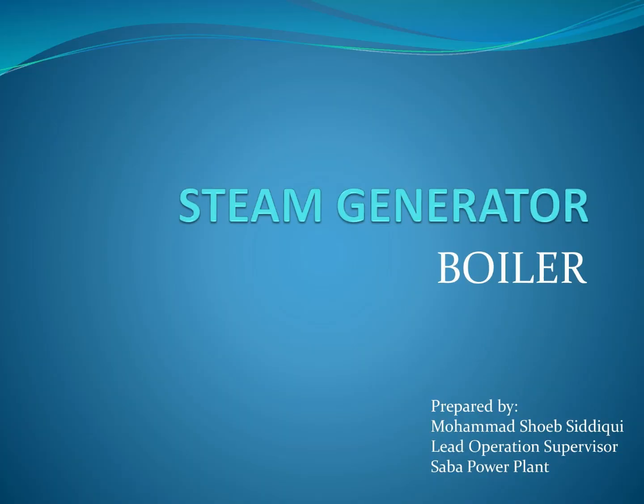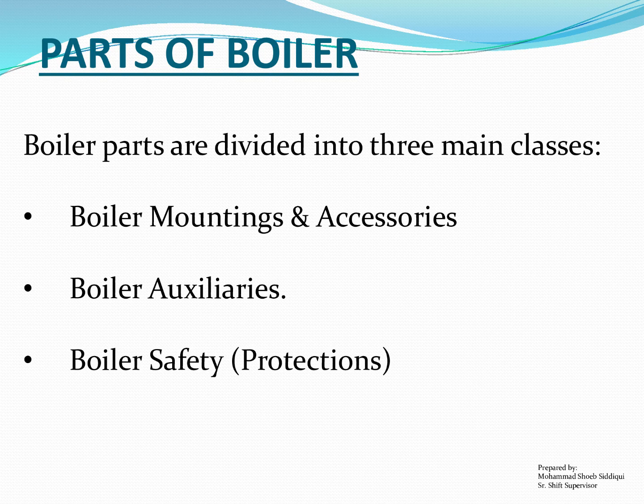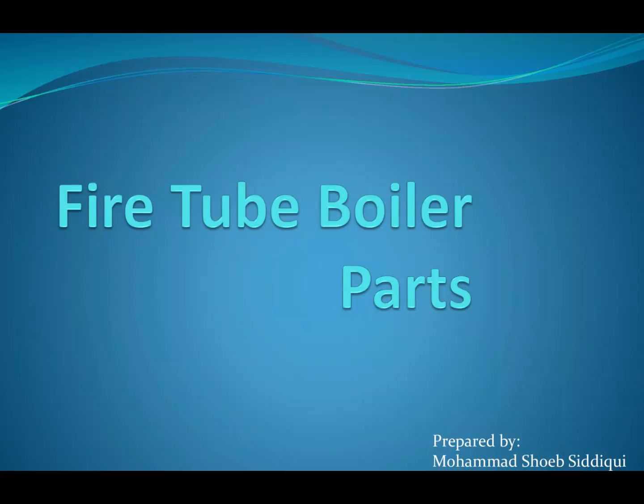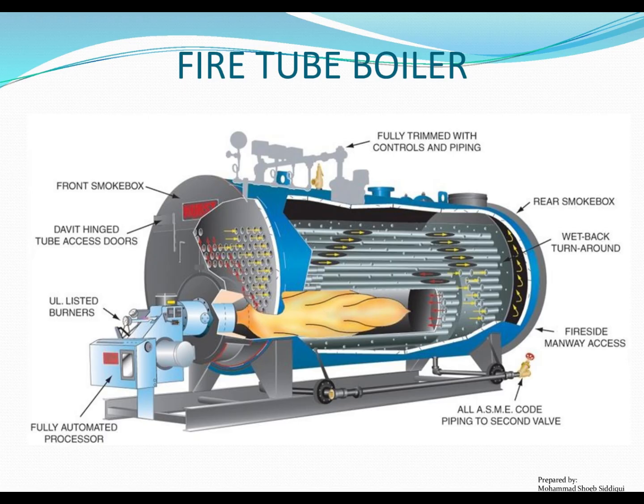Steam generator boiler. Part 2a. Parts of boiler. Boiler parts are divided into three main classes: boiler mountings and accessories, boiler auxiliaries, boiler safety protections, fire tube boilers parts. In this figure you can see the fire tube boiler parts and their locations.